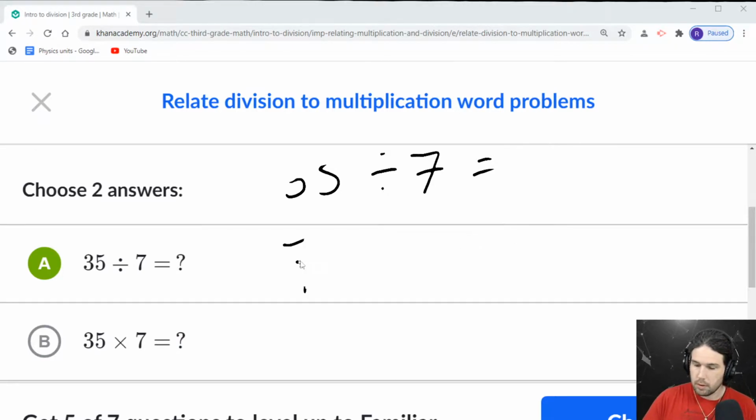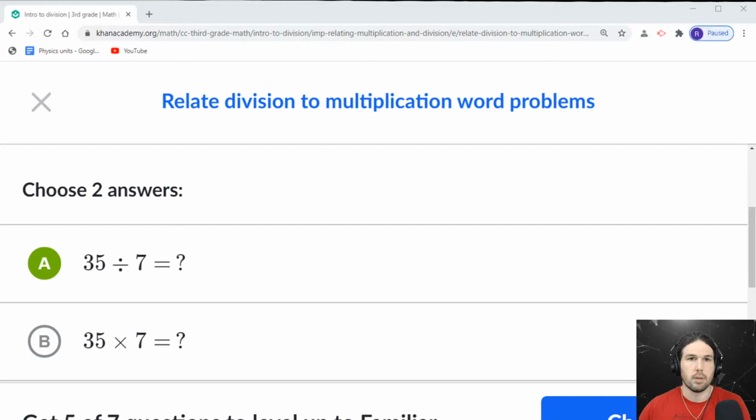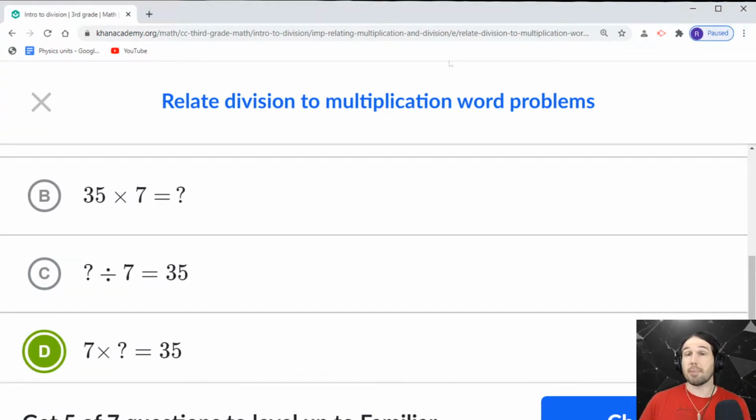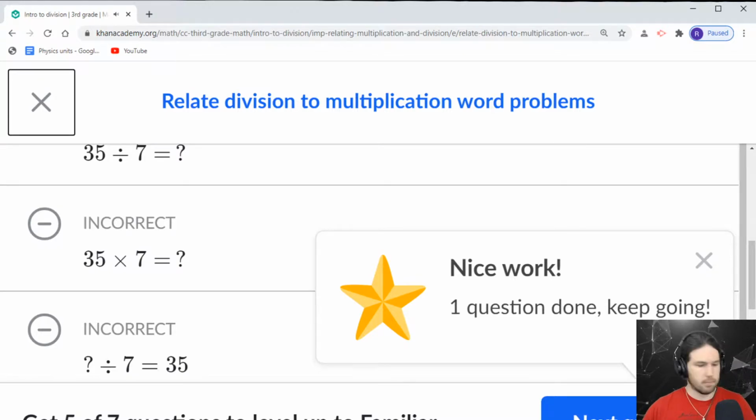So we could also say that 7 times blank equals 35. And that's correct.